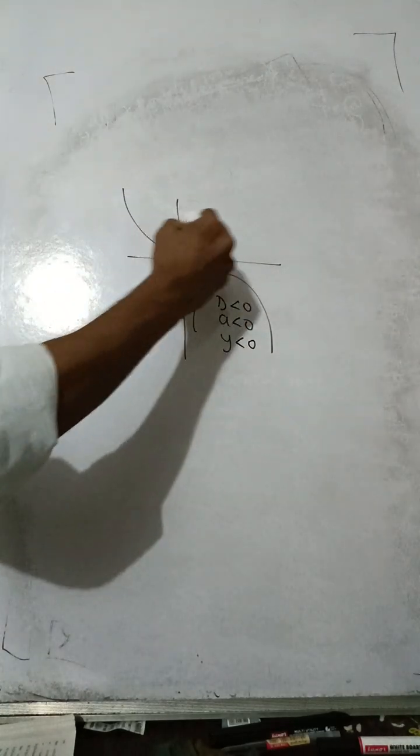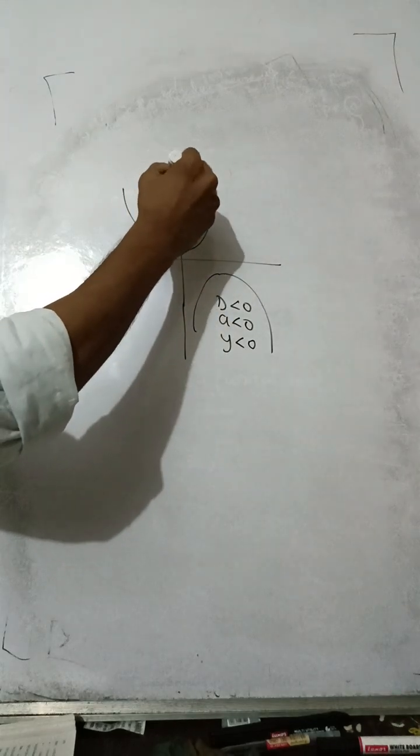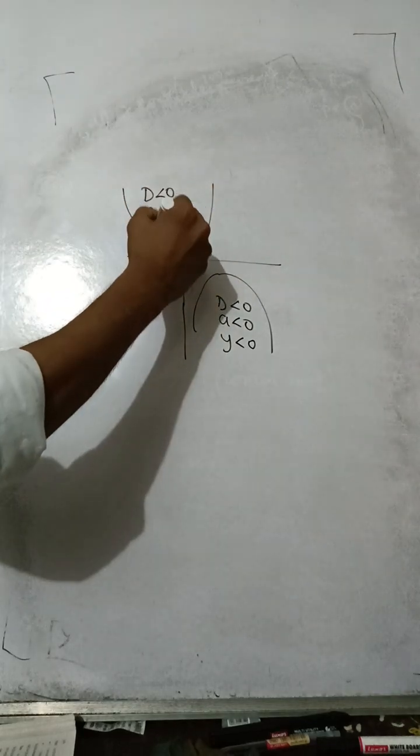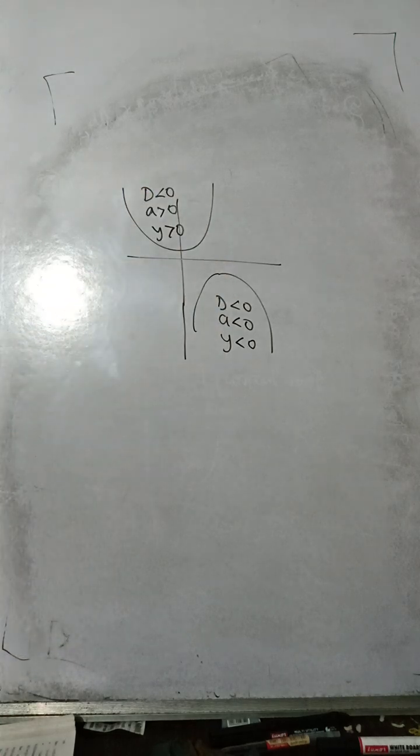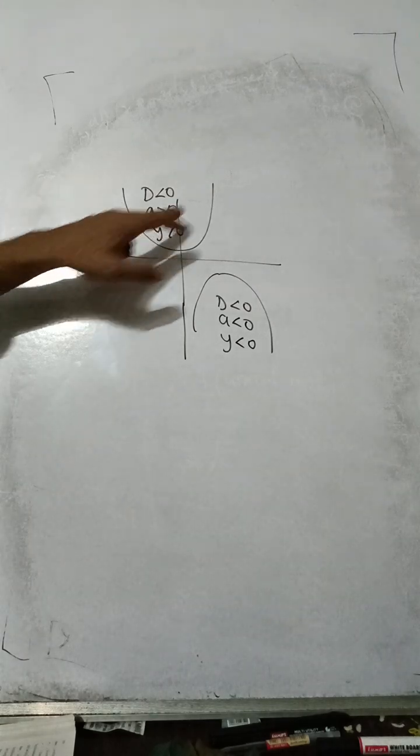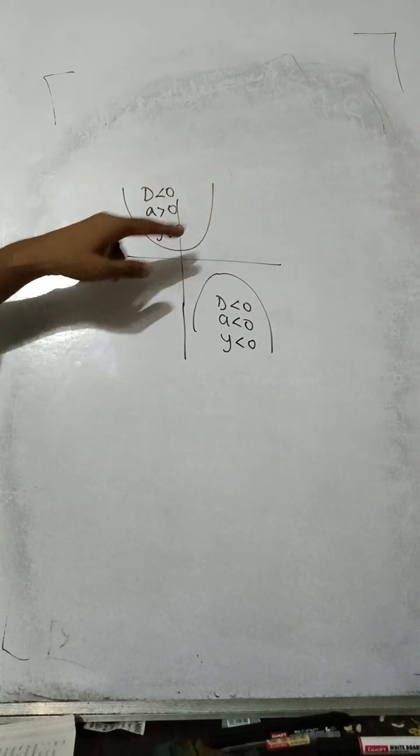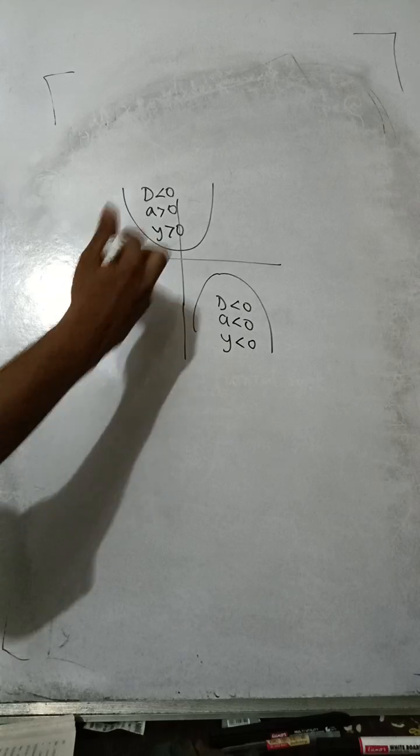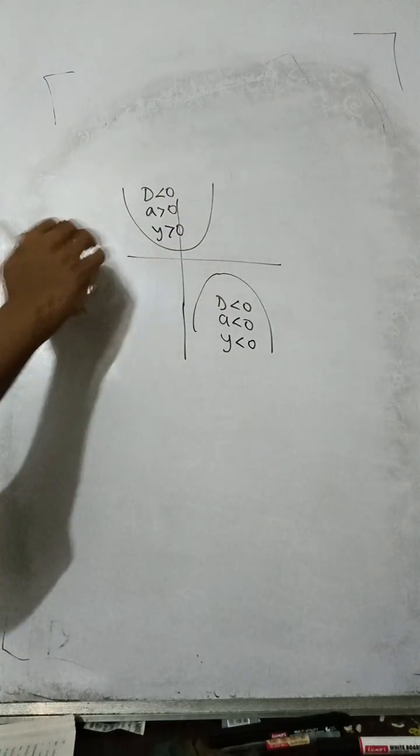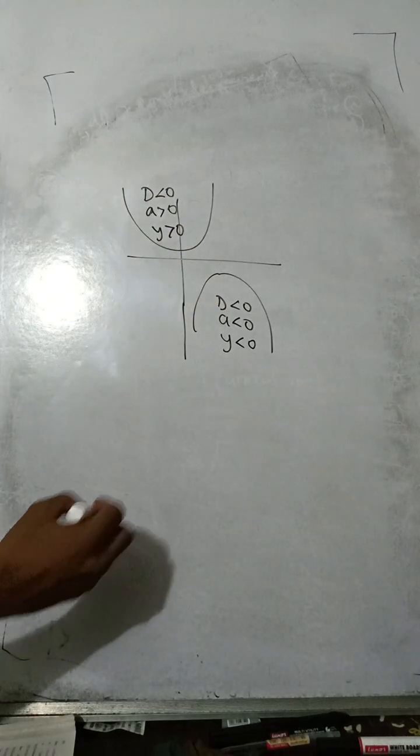But had the curve been something like this, D is definitely negative, a is positive, and y is also positive. Why is y positive here? Because this is a smiling curve, that is true, but it is on the positive side, above the x-axis. So here y will be positive.